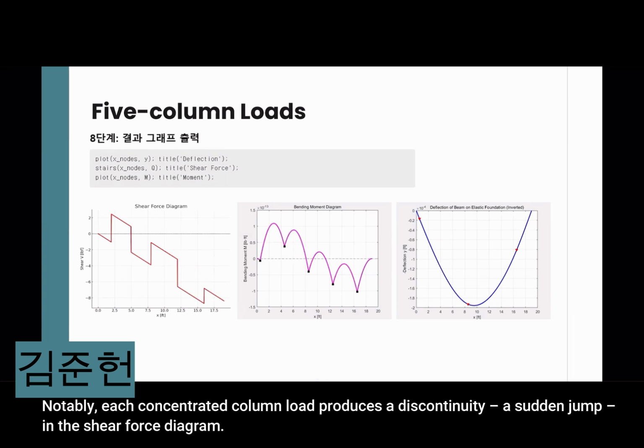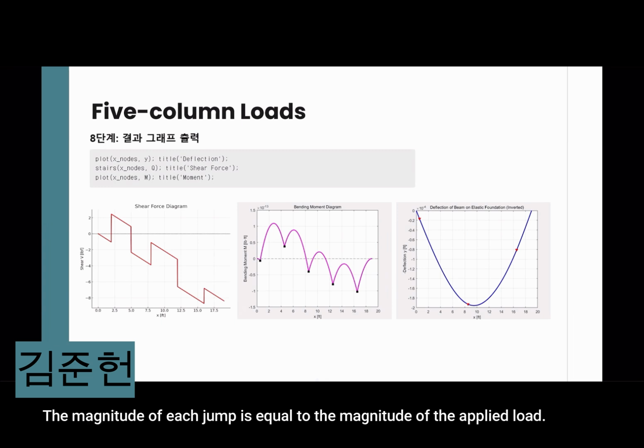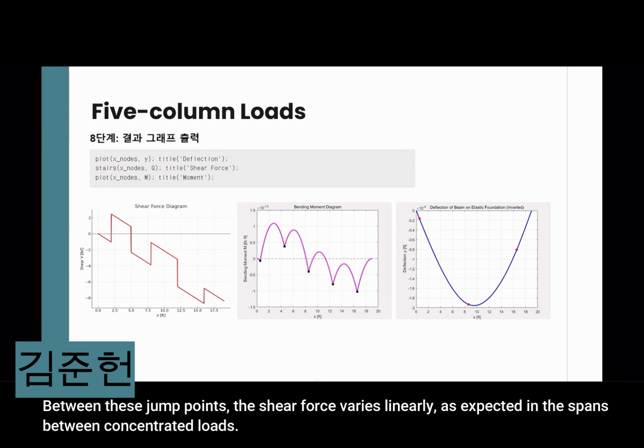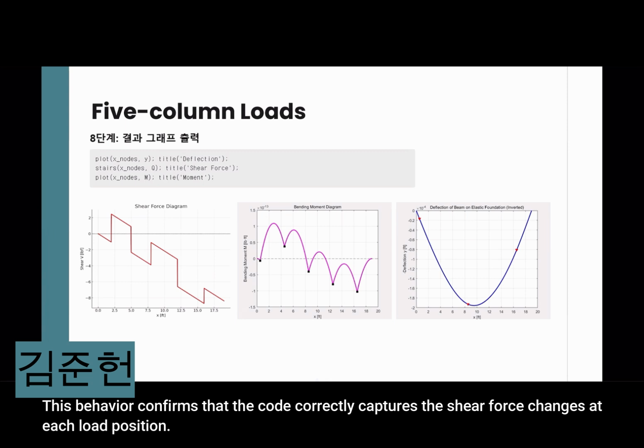Notably, each concentrated column load produces a discontinuity, a sudden jump, in the shear force diagram. The magnitude of each jump is equal to the magnitude of the applied load. Between these jump points, the shear force varies linearly, as expected in the spans between concentrated loads. This behavior confirms that the code correctly captures the shear force changes at each load position.